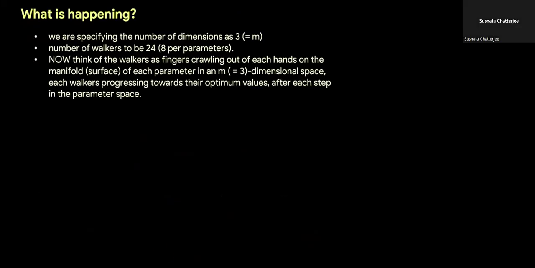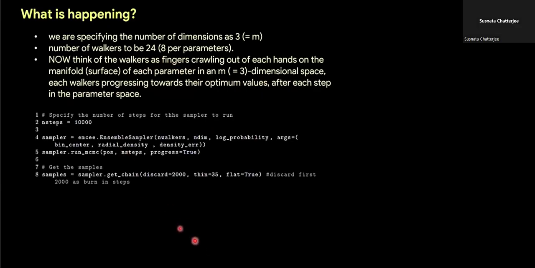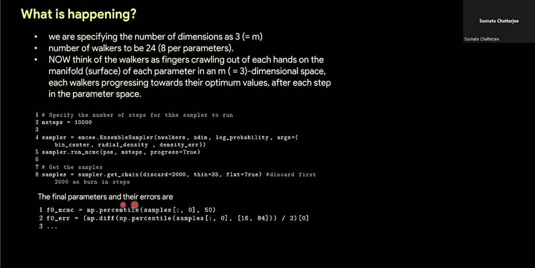Now we think of the walkers as fingers crawling out on the manifold or surface of each parameter. So let's say if I have 2 walkers, then per parameter, 2 fingers will crawl out and make the chain, so that it will converge along a specific point, which is the maximum likelihood estimation of those parameters. Each walker is progressing towards the optimum values after each step in the parameter space. So that is the code. We discard the first 2000 elements as the burn-in steps. The final parameters and the errors are obtained by F naught MC, which is the median of the samples.